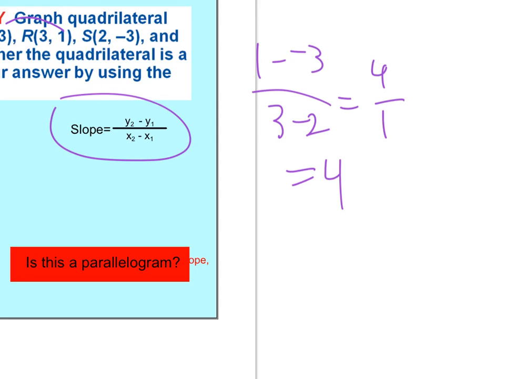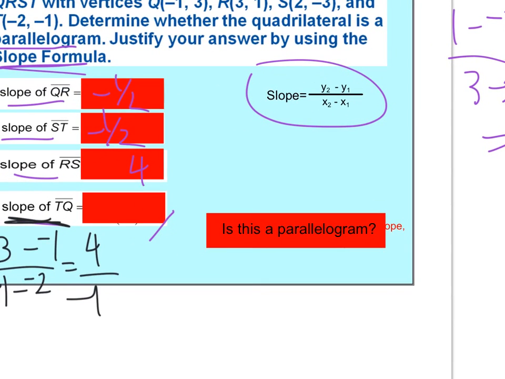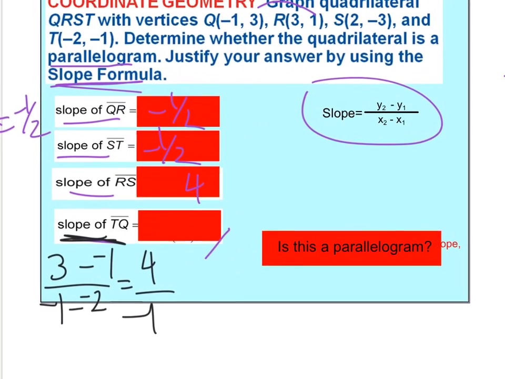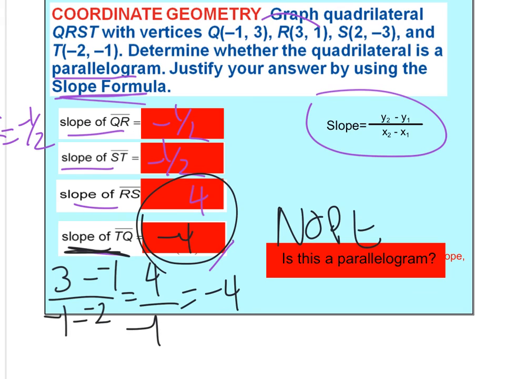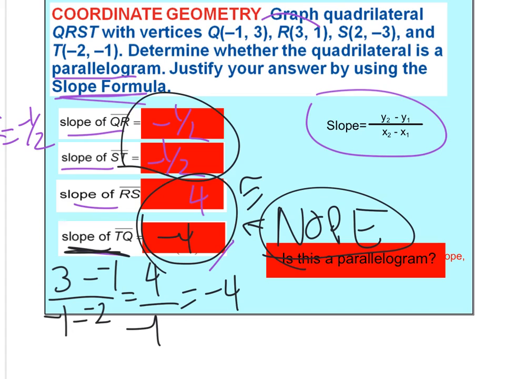Let's check something. Let me double check: 3 minus negative 1, negative 1 minus negative 2. That gives me negative 4 right there. So these two do not match up. They are not both parallel. So the answer to my question is nope, because these two are not parallel. These two are fine, but these two are not. So that means it's not going to be a parallelogram. All right, that's all I got. Come talk to me with questions, and we will talk to you soon.